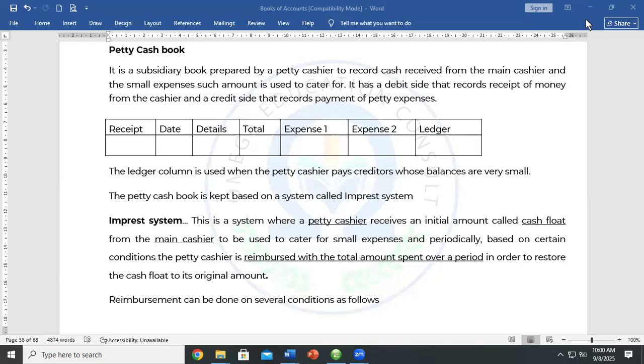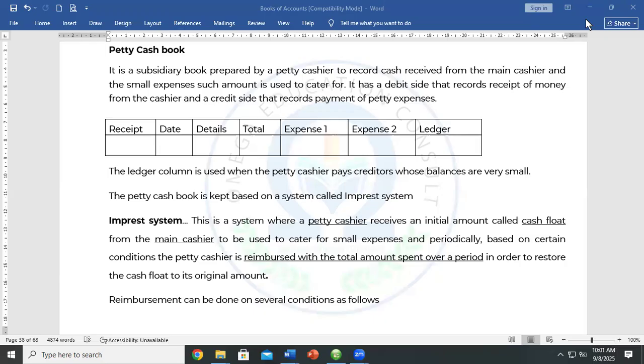Petty cash, it is a subsidiary book prepared by a petty cashier to record cash received from the main cashier and the small expenses such amount is used to cater for. It has a debit side that records receipt of money from the cashier, and the credit side that records payments of petty expenses.